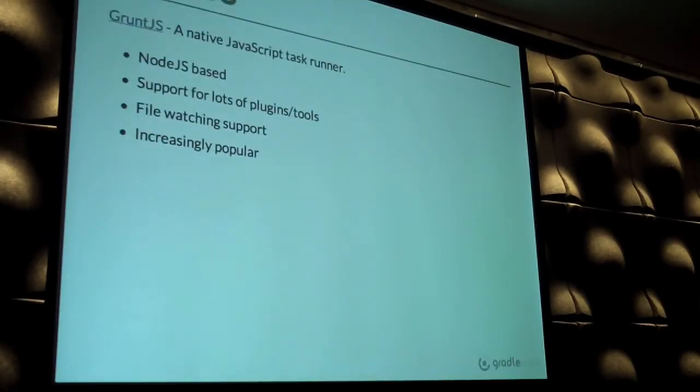All right, Grunt Js. Grunt Js is a native JavaScript task runner. You could call it a JavaScript build system, but I wouldn't quite agree. It's JS based, so you need Node installed to run it. It has support for lots and lots of plugins and tools. It's very, very popular in the JavaScript space, and it's a very good and capable tool. So this is the thing that's going on in JavaScript automation right now.